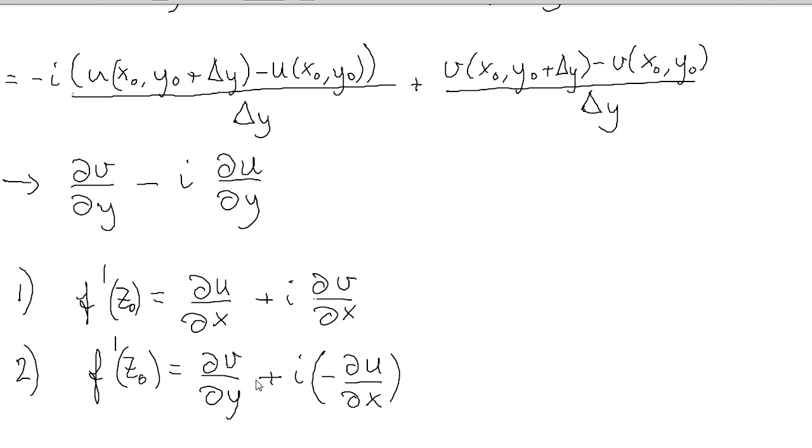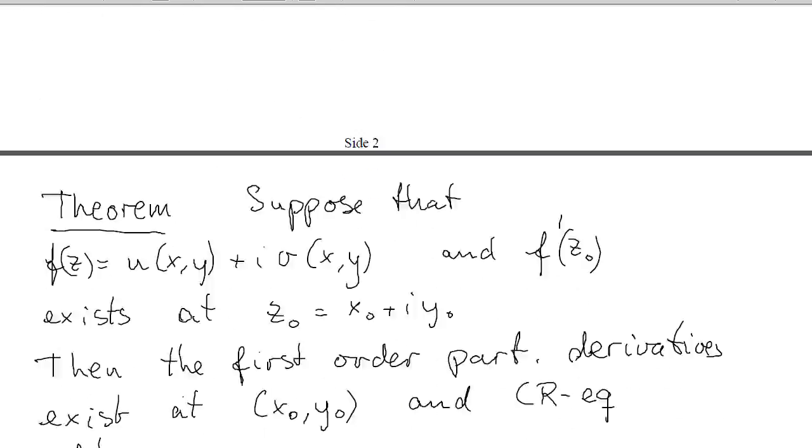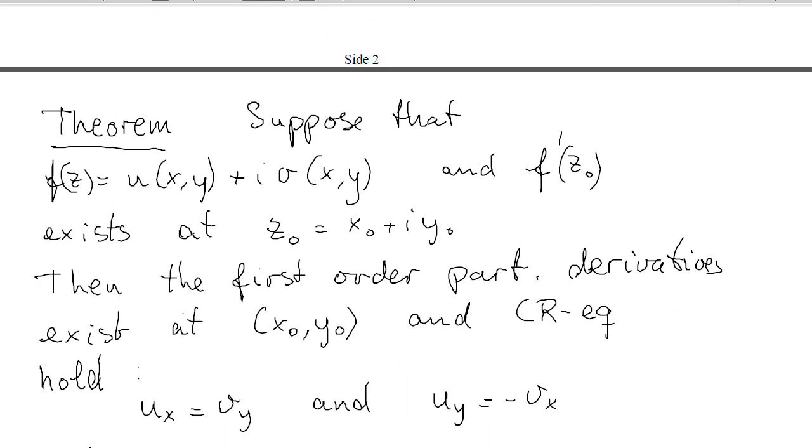And these two expressions must of course be the same. So we have to conclude that the partial derivative of u with respect to x should be equal to the partial derivative of v with respect to y, and that the partial derivative of v with respect to x should be equal to minus the partial derivative of u with respect to y. And what I said now is the so-called Cauchy Riemann equations.